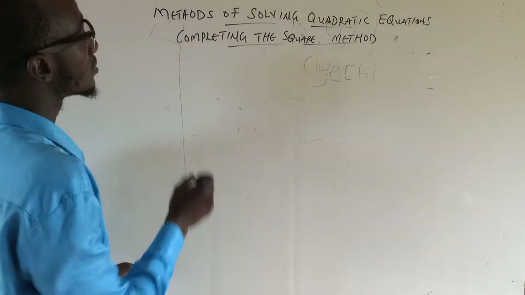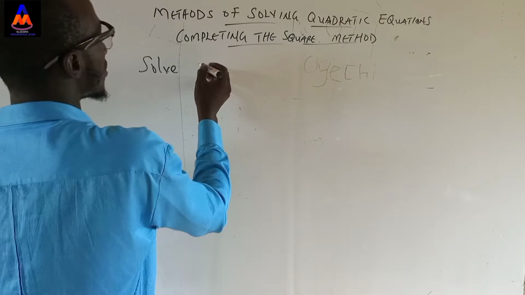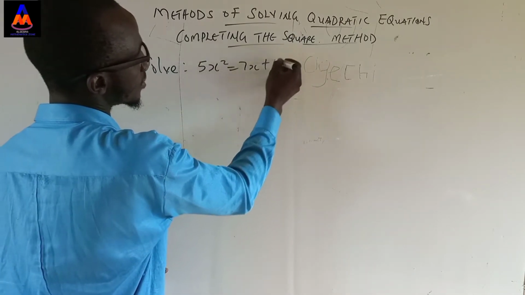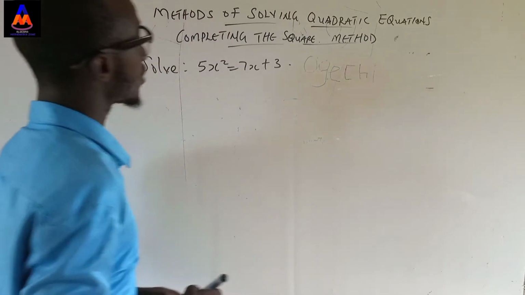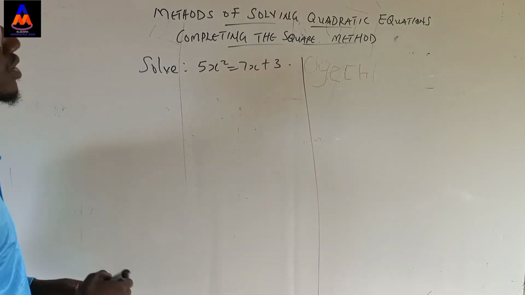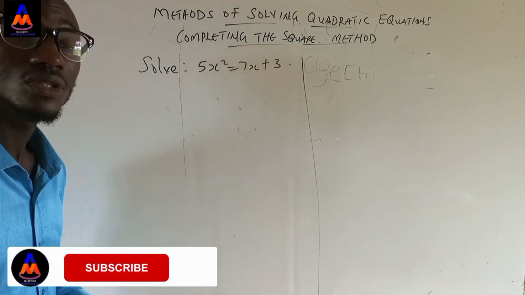A quadratic equation to solve. We have to solve 5s squared equals 7s plus 3. If you look at this type of question, you can ask yourself, can I solve this one using a factorization method?